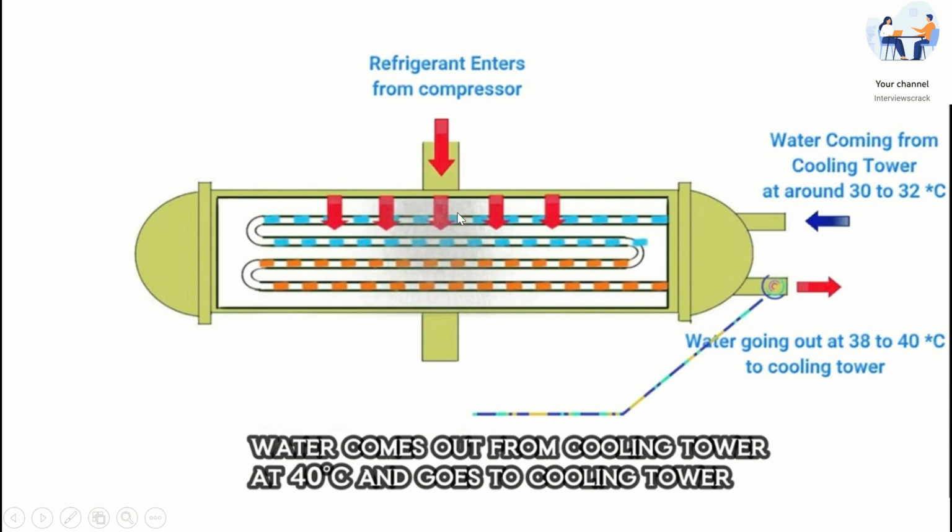When coming into contact with this cold water in these chilled water pipes, this refrigerant is converting from gaseous to liquid form, and this water is becoming warmer to a higher temperature. It means that when it is coming into the condenser, the temperature of the water is 30 to 32 degrees, whereas when it is coming out, its temperature becomes 38 to 40 degrees by taking the temperature of the refrigerant.